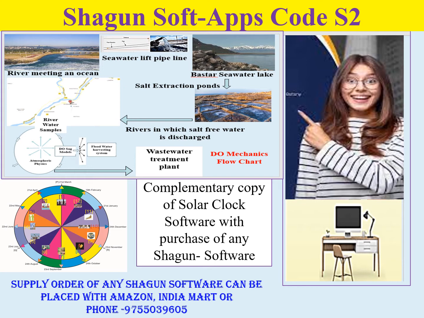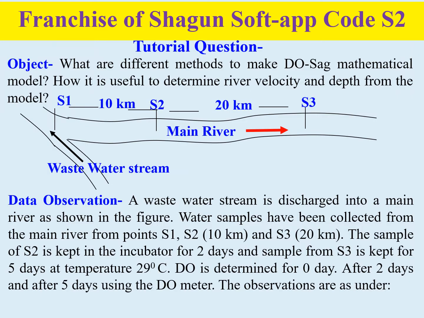In recent research, DO-SAG model making is simplified with the use of Shagun Soft-App S2. Tutorial question: what are the different methods of making DO-SAG mathematical model? How is it useful to determine river velocity and depth from the model?